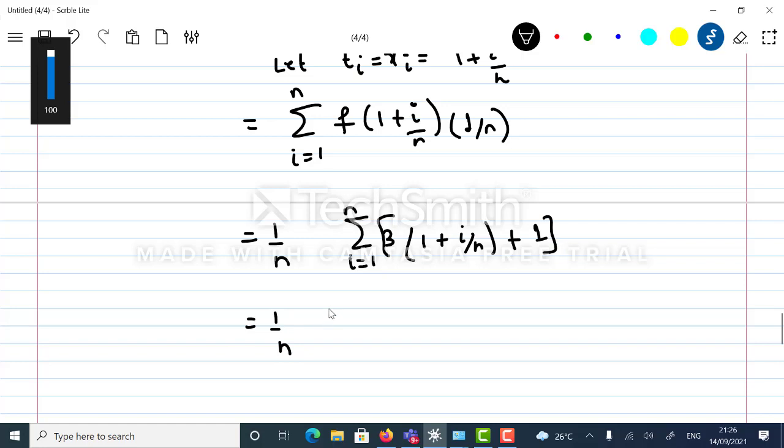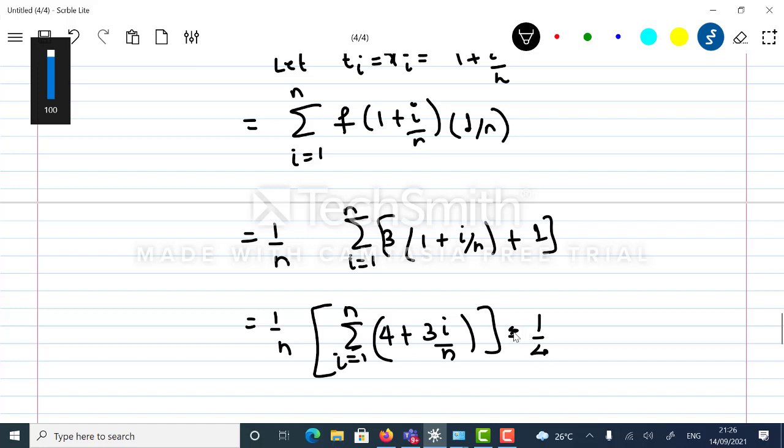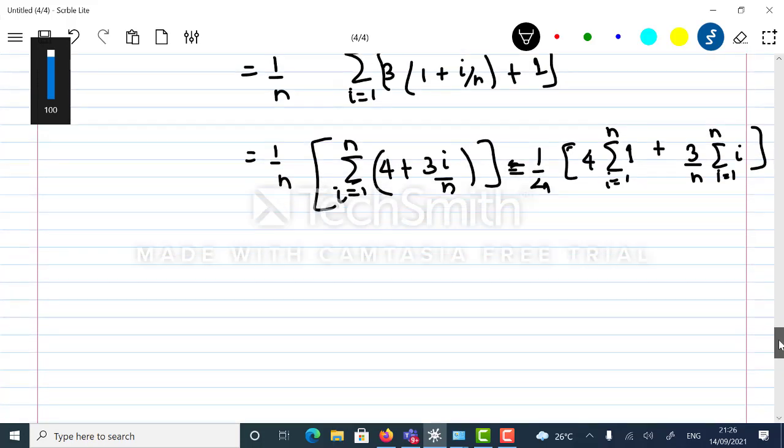So this is 1 by n times the summation i goes from 1 to n of 4 plus 3i upon n. The 4 added n times will be 4n. I hope everybody knows how I'm doing this. So 4 times the summation of 1, i from 1 to n, plus 3 by n, which anyway goes outside, times the summation of i from 1 to n. Let me write 1 by n outside. So 4, 1 added n times, is n.